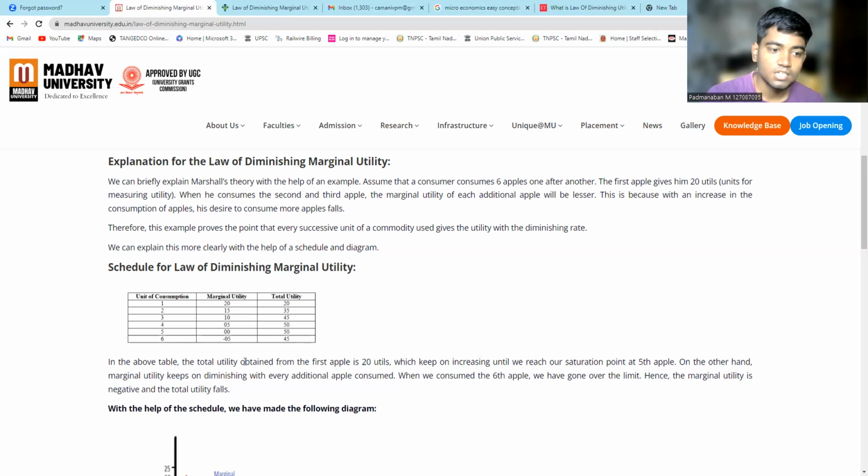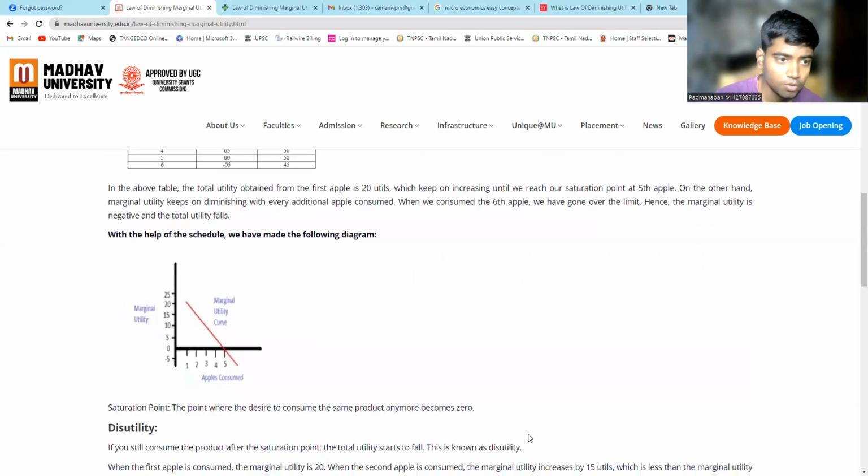In the above table, the total utility obtained from the first apple is 20 utils, which keeps on increasing until we reach our saturation point at the fifth apple. On the other hand, marginal utility keeps on diminishing with every additional apple consumed. When we consume the sixth apple, we can see that we have gone over the limit. Hence, the marginal utility is negative and total utility falls.